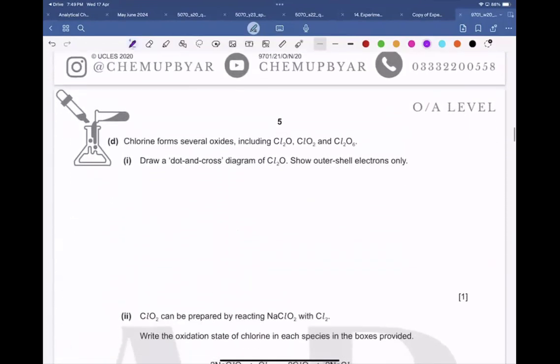Now, see over here. Chlorine forms several oxides including Cl2O, ClO2, Cl2O6. Draw dot and cross diagrams of Cl2O, show outer shell electrons only. So one important thing.